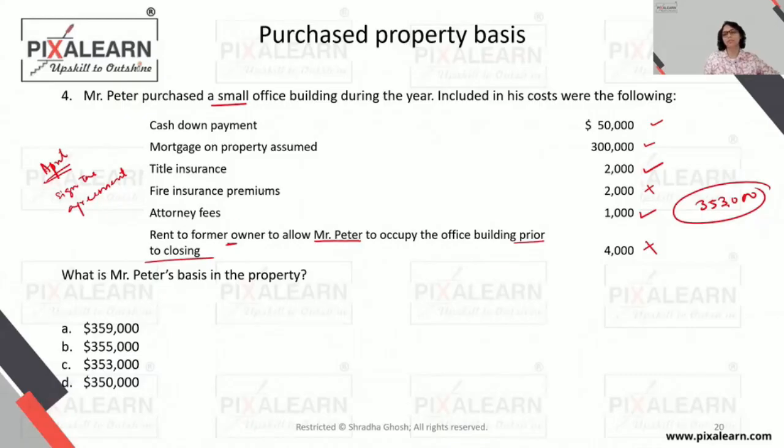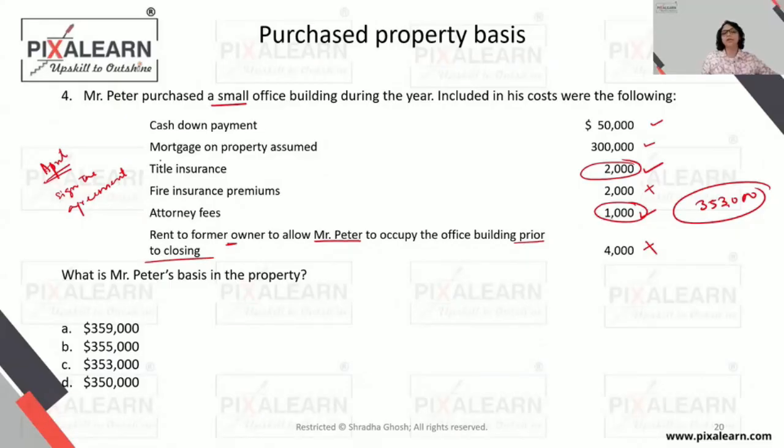Who answered 350? Can you unmute yourself? Why did you answer 350? How could the answer be 350? The closing cost has to be added, no? How can you forget this 2,000? Even attorney fees. How can you forget this? Sakshi, unmute her. Tell me, I cannot hear you now. Why was this 2,000 ignored by you? And Sakshi, what about you? Why did you answer D? It has written title insurance.